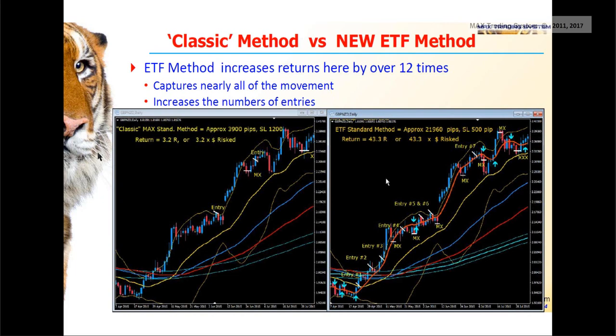This is a daily chart, so it took a few months to accumulate that. But if you'd risked $100, you would have come out of it with $4,300. Really nice return.